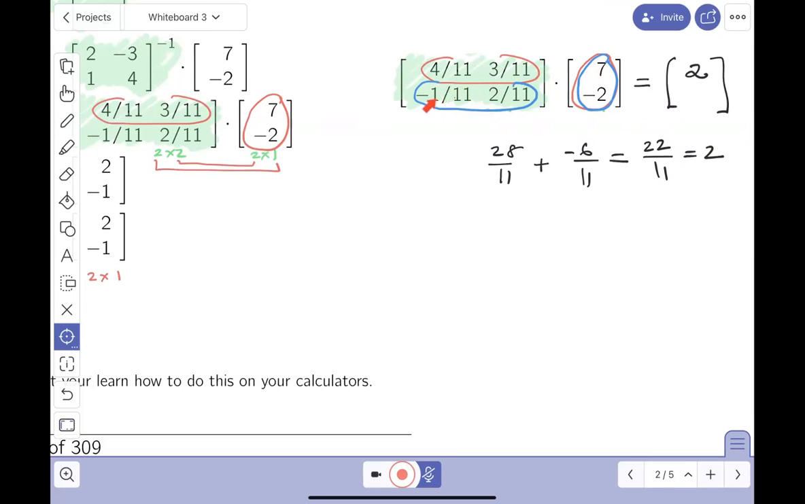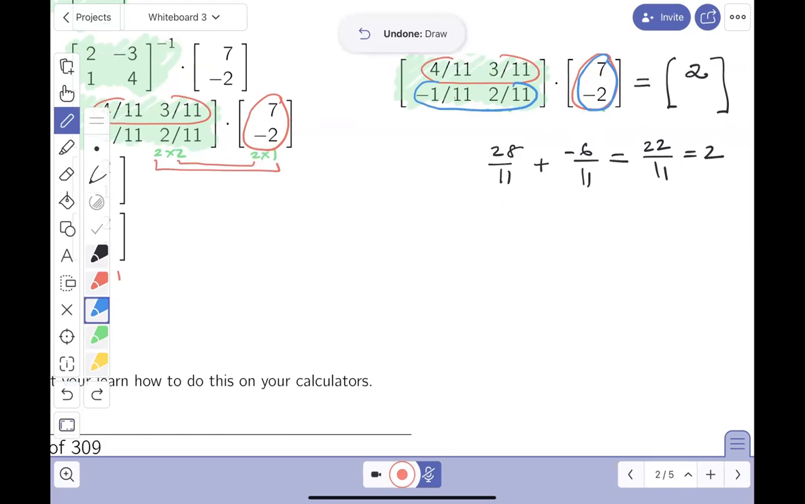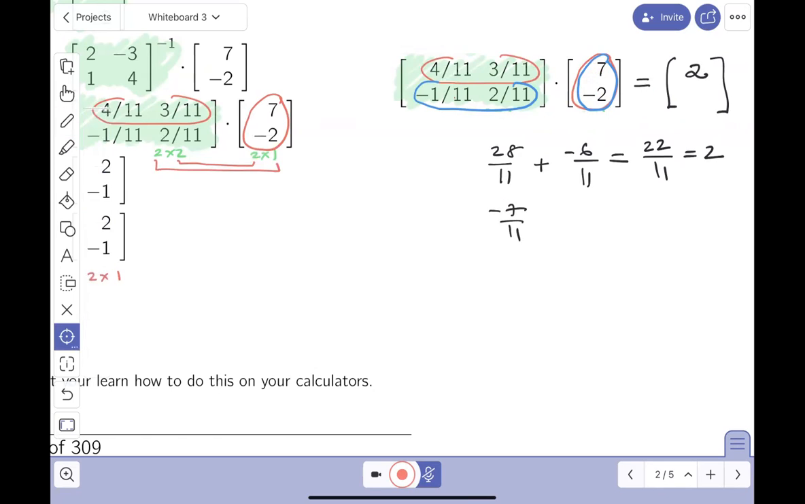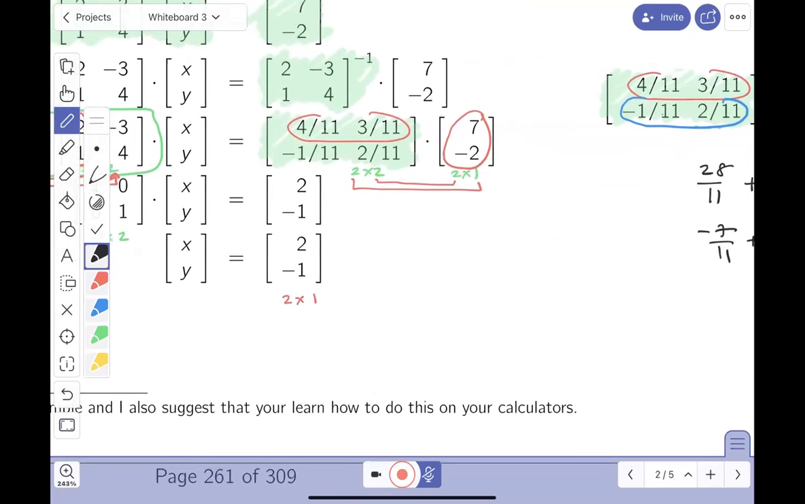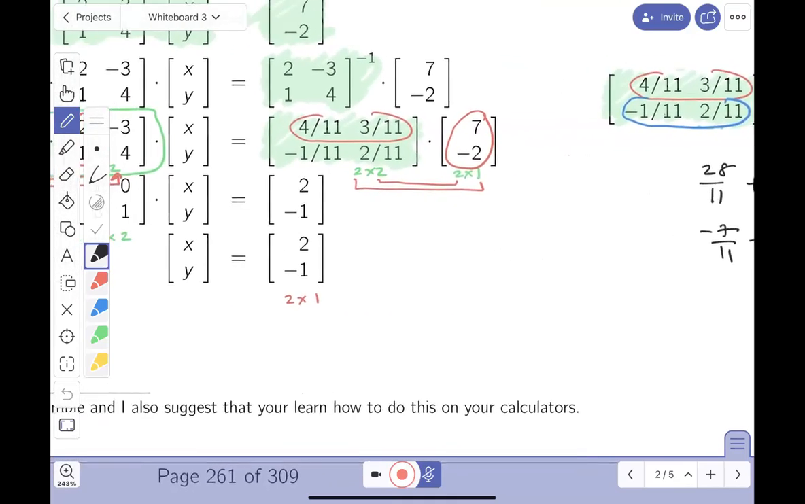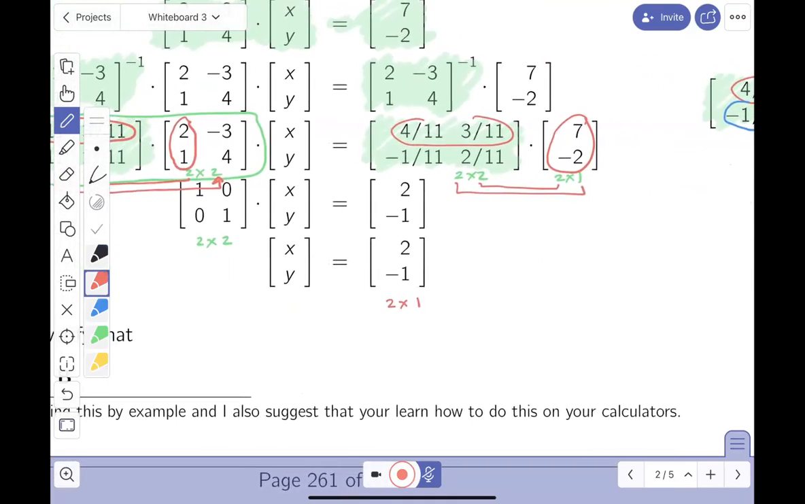Let's go through the multiplication. Minus 1 11th times 7 is minus 7. Whoops, let me go with the black ink. Will give me minus 7 11ths. We'll look at the results later, okay? Now I'm going to do 2 11ths times minus 2. That's minus 4. What does that give me? Minus 11 11ths, which is minus 1. I'll write that down. All right, let me go back over here, and I clearly see it. What do I see? 2, minus 1. Not bad. We did that. So I'm going to say, bingo, bingo.